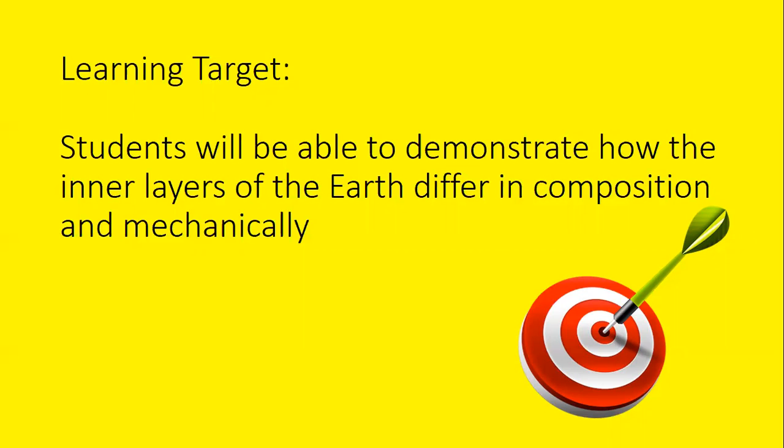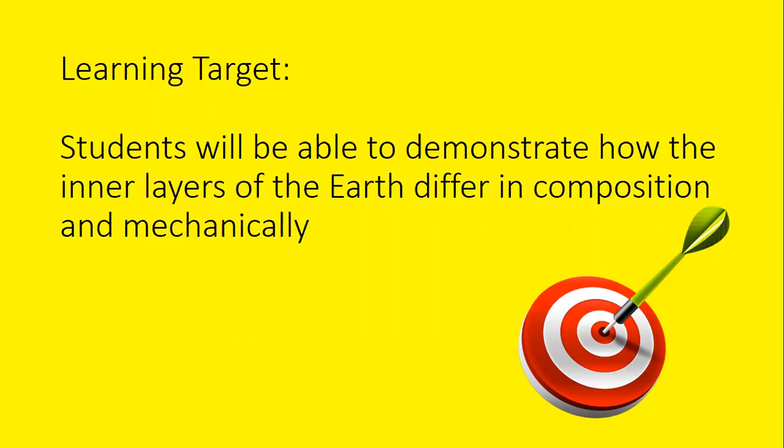Okay. So when we're talking about composition, it's what it's composed of, it's what it's made of. That's its chemistry, isn't it? We've talked about chemistry before. When we talk about it mechanically, that's how it acts, how it interacts with different things. Those are its physical characteristics. So we're going to be looking for chemical and physical characteristics of the inner layers of the Earth.